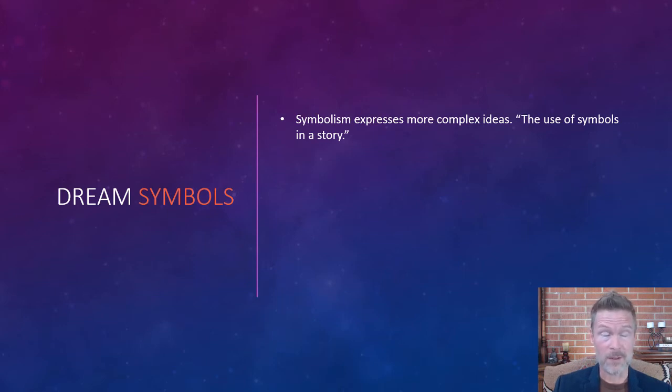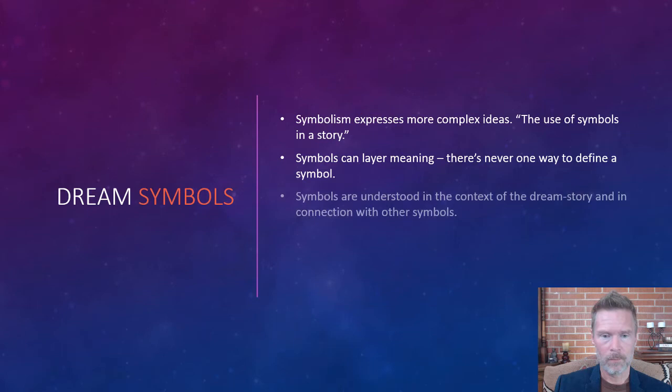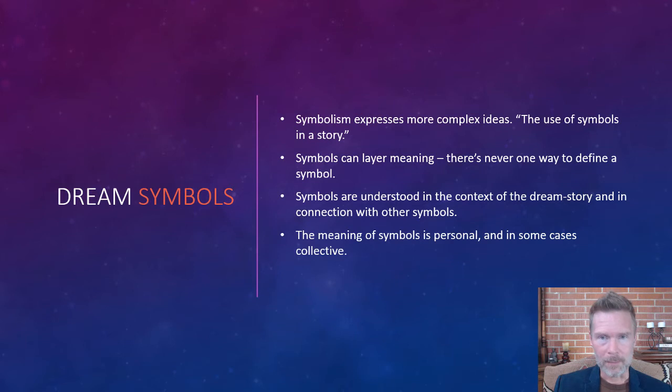This is also how dreams define the meaning of a symbol. When you just look at a symbol by itself, it presents a real variety of possibilities for interpretation, for meaning. But you can understand which meaning, which possibility is used by the dream by looking at it in context. And we'll get to that in step 3. Symbols can layer meaning. There's never one way to define a symbol. Symbols are understood in the context of the dream story, and the meaning of symbols is personal.